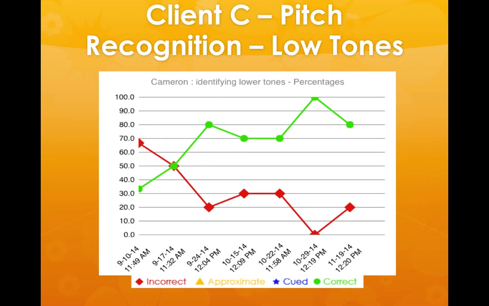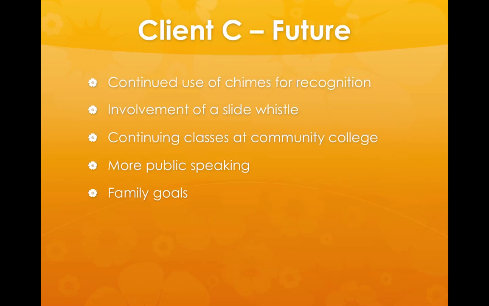His low tones have been a little bit different on the charts. They weren't quite as consistent. He started out very low. He only could recognize about 3 of the 10 that I asked him. But over the course of the semester, he's really bumped up his recognition of low notes. In fact, on October 29th, he got a perfect score. So he is starting to understand finding the note and sliding to the next note and recognizing when to use a lower tone in his voice.